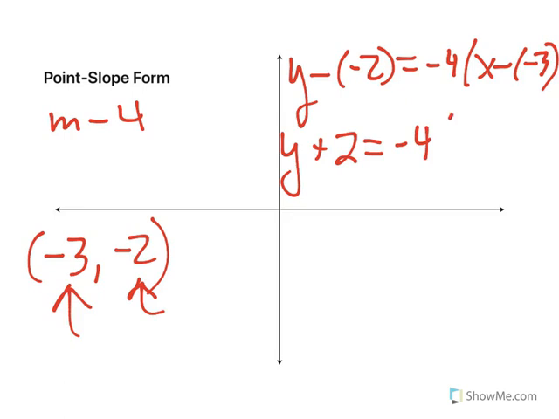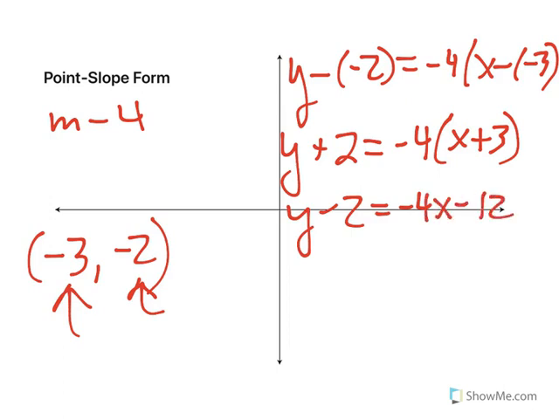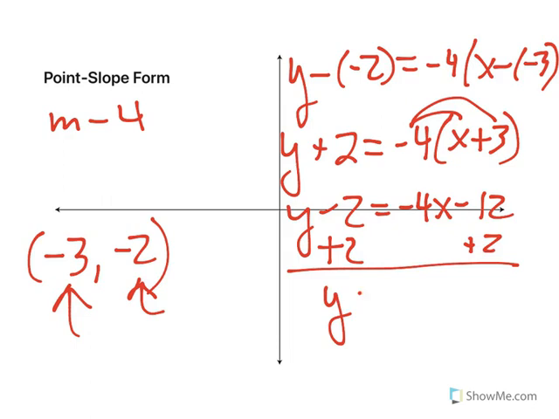Negative 4 times x minus negative 3 is the same as x plus 3. Remember, when you're subtracting a negative, you end up adding. So now it's y plus 2 is equal to negative 4x minus 12, just by distributing negative 4 times x and negative 4 times positive 3. And then you subtract 2 from both sides to get the y by itself. And you end up with y is equal to minus 4x, minus 12 minus 2 is minus 14.